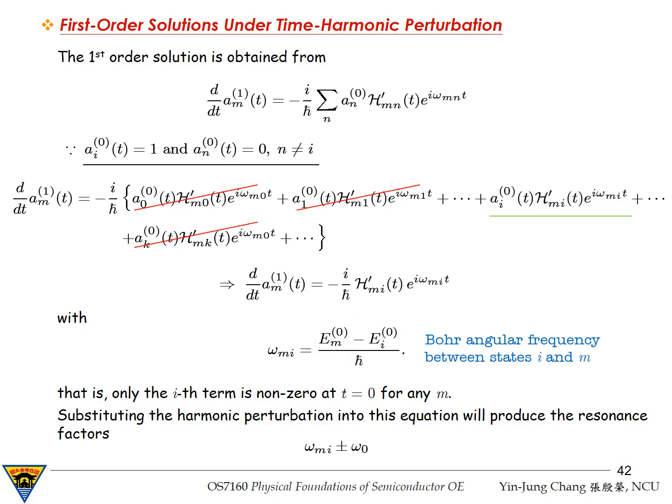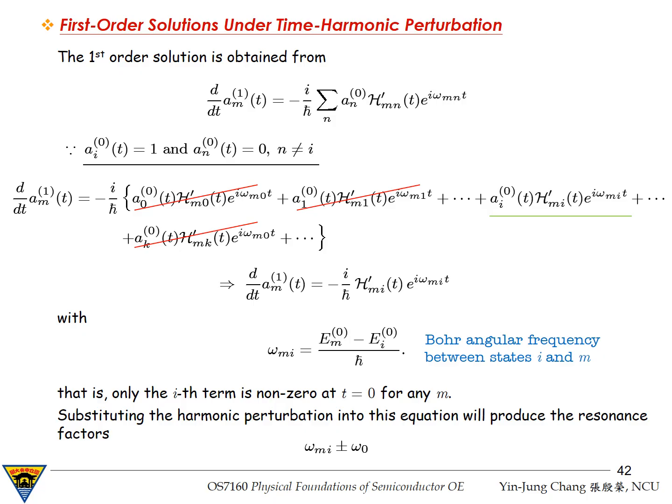So once again, we see that transitions are controlled by the matrix element that couples the two states of interest. If the perturbation does not connect state i to state m, then the corresponding amplitude does not grow at first order. On the other hand, this slide is also where the resonance structure begins to emerge.